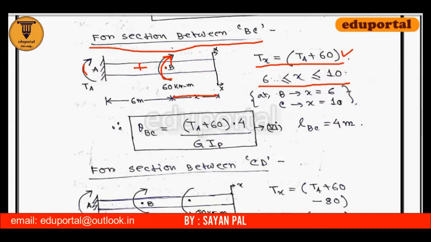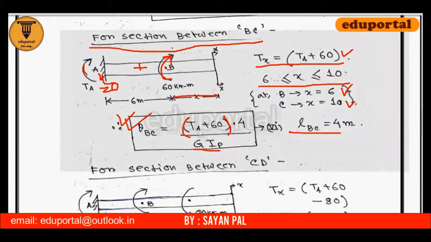Why? At A x equals 0, at B x equals 6 because AB is equal to 6 meter, at C x is equal to 10 because AC is equal to 10 meter. So putting this, we get theta BC equal to Ta plus 60, that is Tx, into 4, where 4 means LBC, the length between B and C, and GIP. So this is theta BC we get.